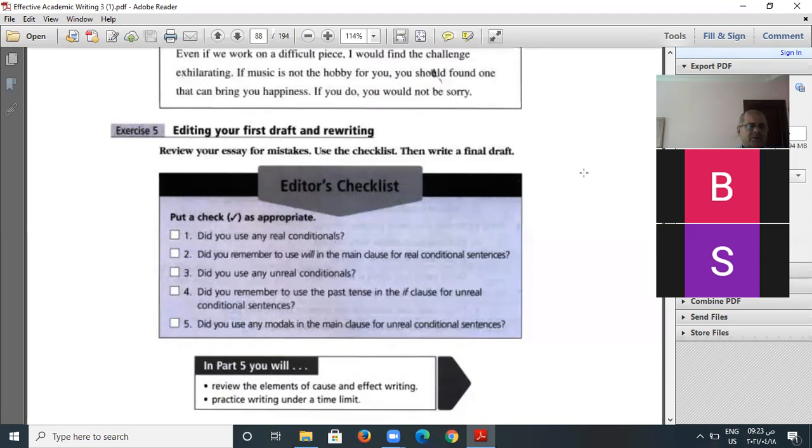The last question you ask yourself here: did you use any modals in the main clause for unreal conditional sentences? As we said, the modals here could be can, may or will for the real conditionals, and could, might and would for the unreal conditionals.